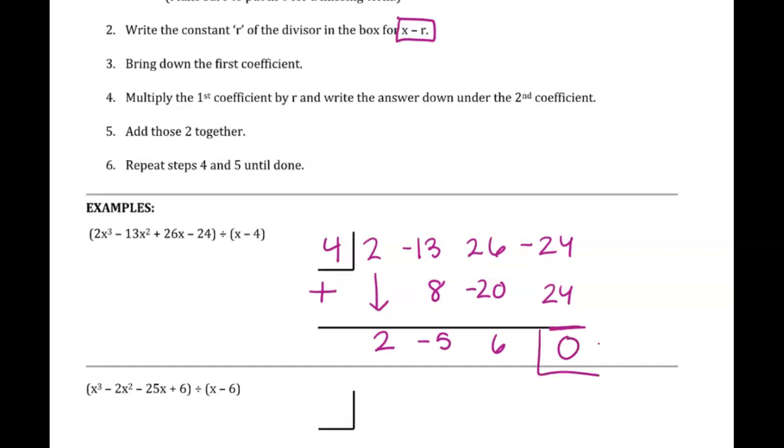And this right here, that's our remainder. Okay, so in this case, we don't have a remainder. So then our answer, basically we decrease by 1 power. So if our first term was a cube, now our first term is going to be squared. So we have 2x squared, that takes care of our first coefficient, minus 5x plus 6.